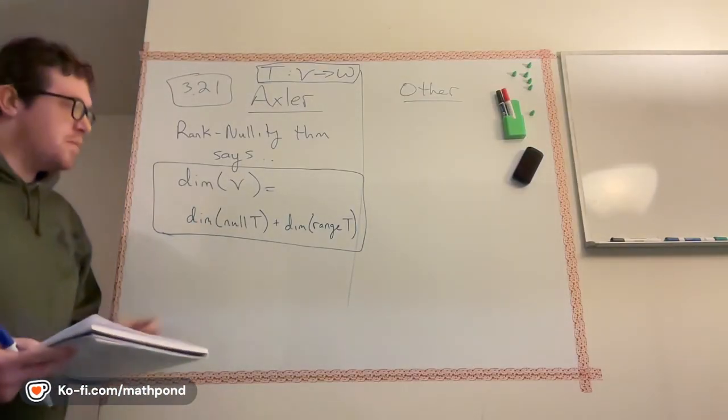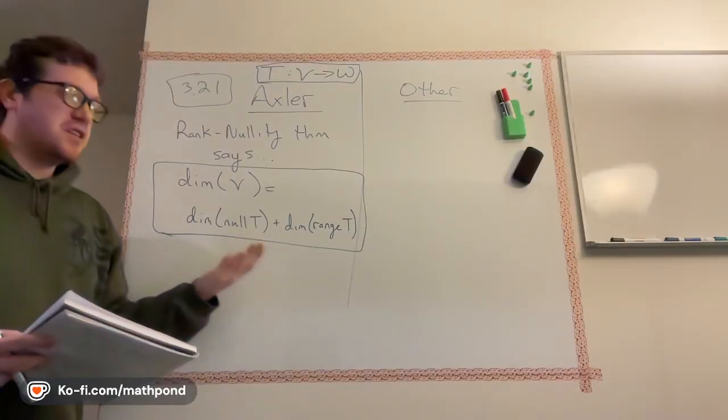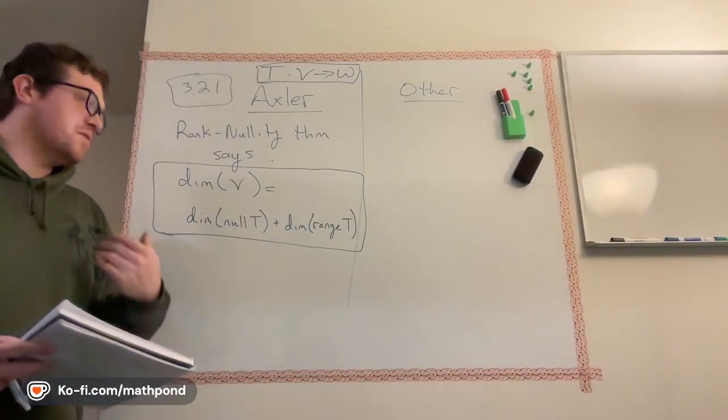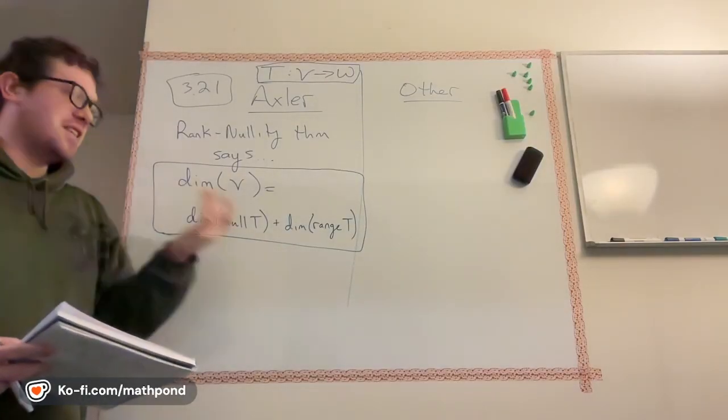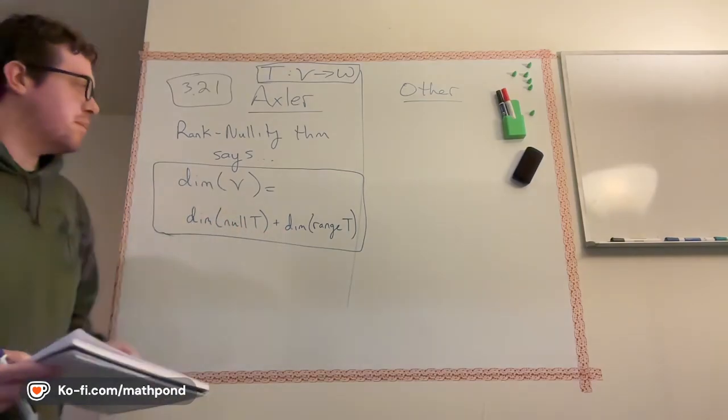Okay, so it's not possible to have transformations where these don't add up, basically.